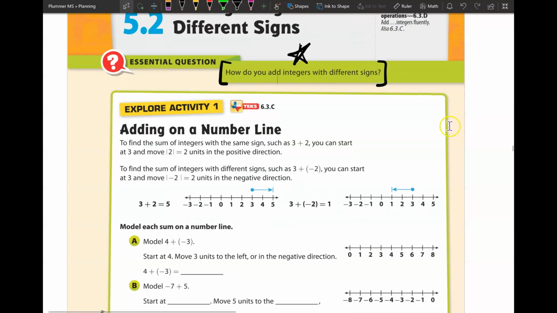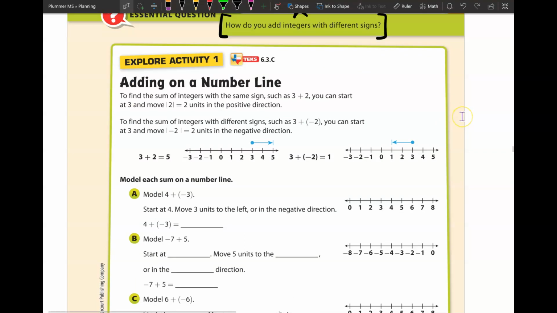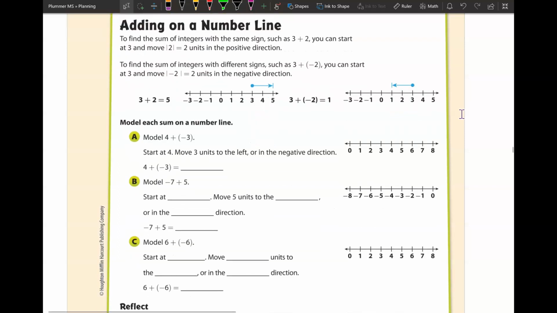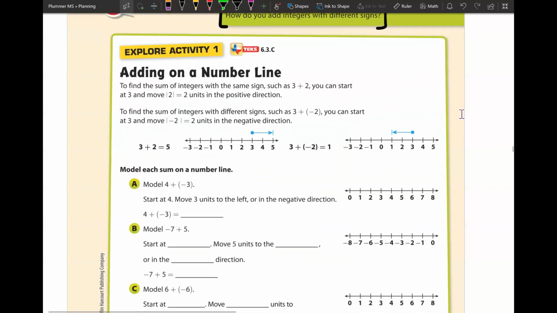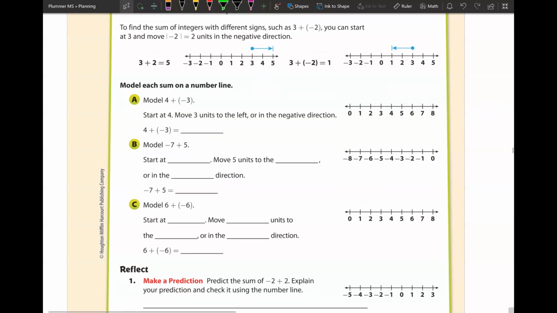Well, Explore Activity 1 says adding on a number line. To find the sum of integers with the same sign, such as 3 plus 2, you can start at 3 and move 2 units in the positive direction. Or to find the sum of integers with different signs, such as 3 plus -2, you can start at 3 and move -2 or 2 units in the negative direction. Okay, so we're going to model that on the number line.